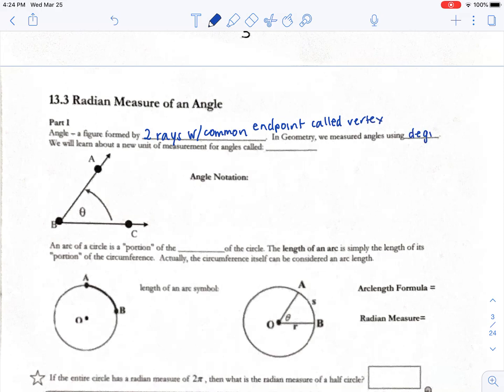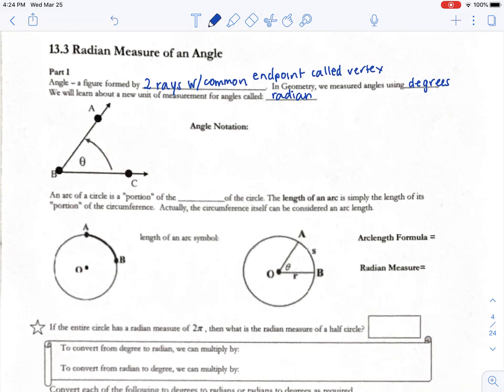So we measured it using degrees, but degrees end up being inconvenient to use because we're going to explore angle measures that are beyond 360 degrees. If we're talking about angle measures like 720 degrees, it's much easier to convert to a different unit of measure that is much smaller in magnitude. We call that new unit of measure a radian.